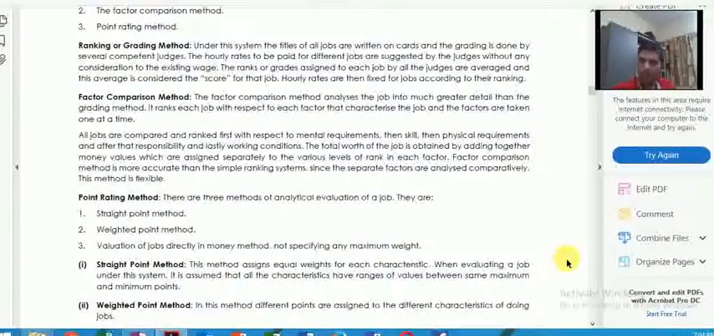In simple terms, we can say we study the factors for doing the job in a very detailed or minute manner before assigning any rankings. So you can say the factor comparison method is a more detailed study compared with the ranking or grading method. The results from the factor comparison method are more accurate as compared to the ranking or grading method.